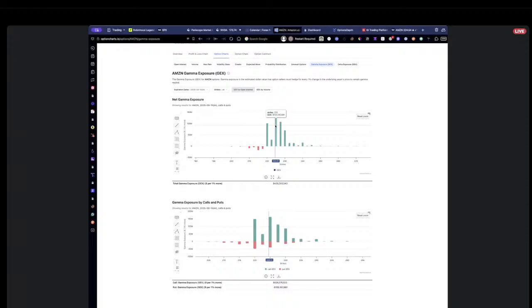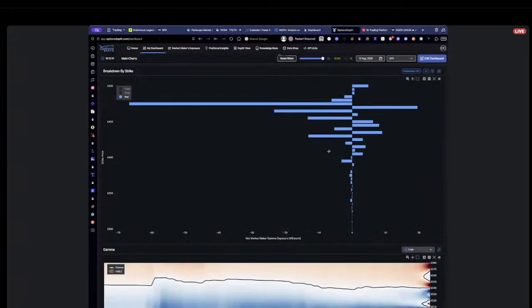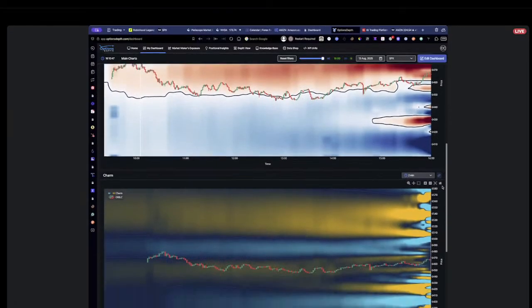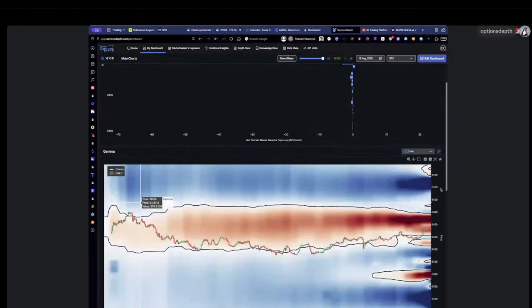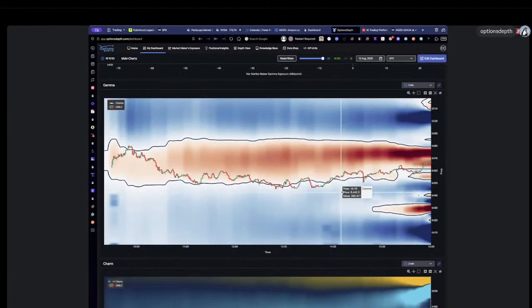Now, you most commonly see me share this via these charts from Options Depth. I'm going to cover this briefly. This is from today. It was a really nice day, actually. Now, on these charts, areas of blue are positive, the areas of red are negative.